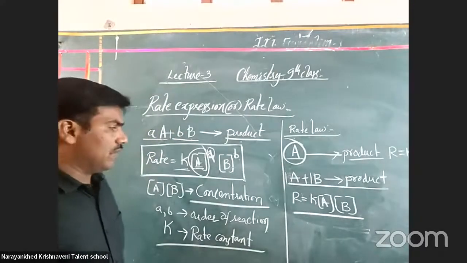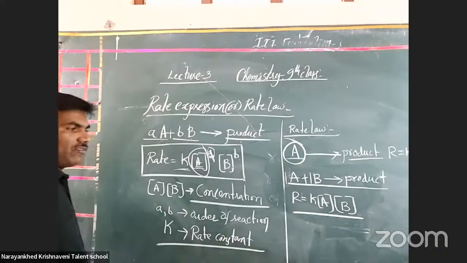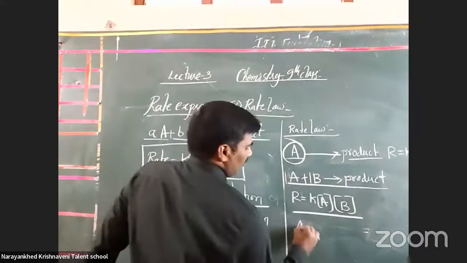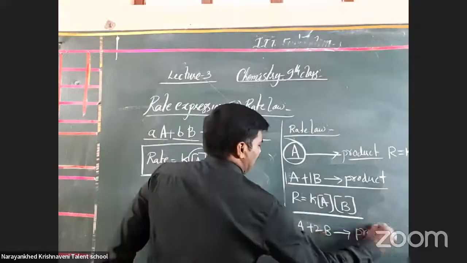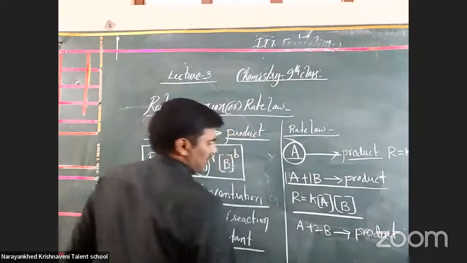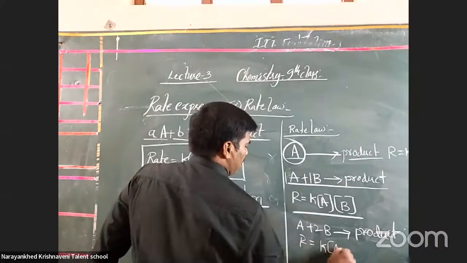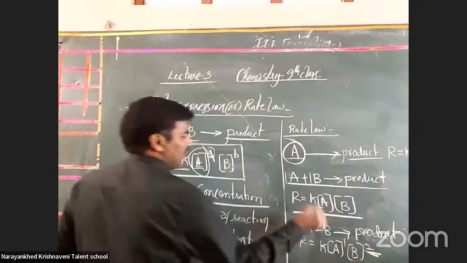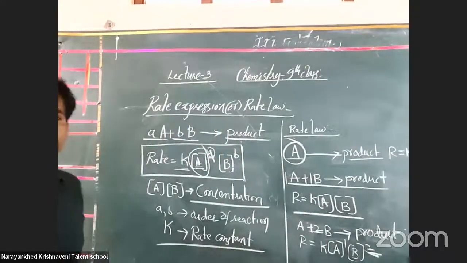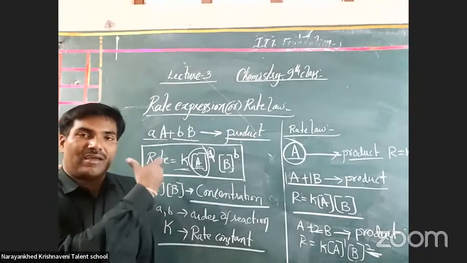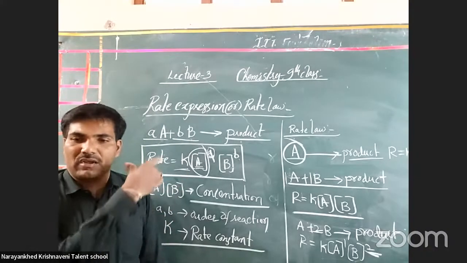Got it or no? That is what we have to write here. And next, suppose A plus 2B gives some product. The rate of reaction for it is written as R equals K into A to the power of 1, B to the power of what? 2. The order of reaction, how much is given? 2. That is why you have to write the 2. Do all of you understand? Write in this particular expression form, in that particular equation form.